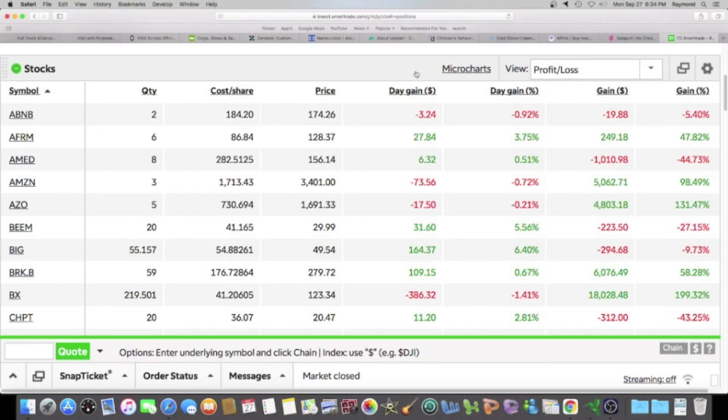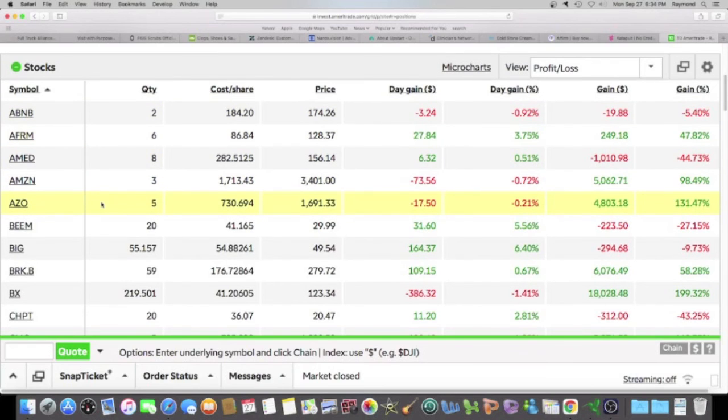Day gain, dollars, this is how much money I made or lost today. Day gain percentage, this is how much money I made or lost today in a percent. This is the dollar gain since I've owned a stock. And this is the percent gain column since I've owned a stock. So let me do a slow scroll.